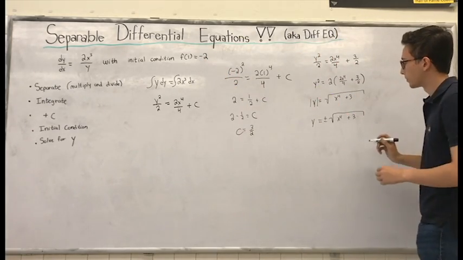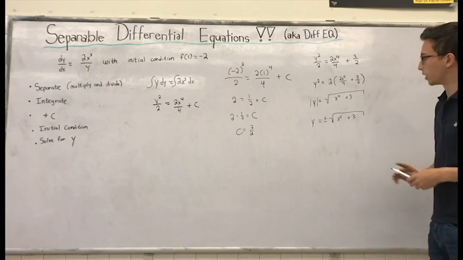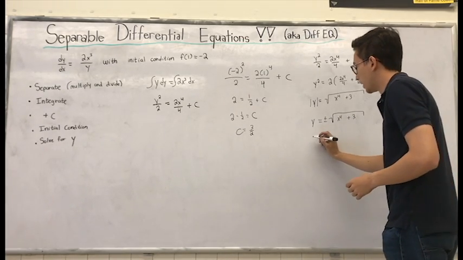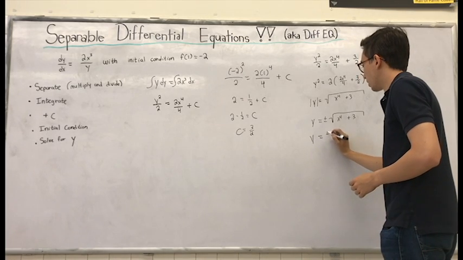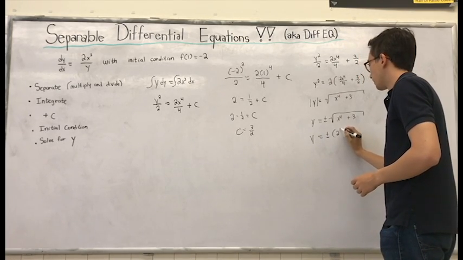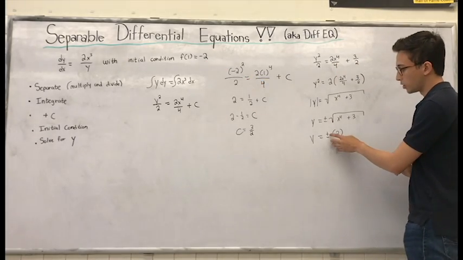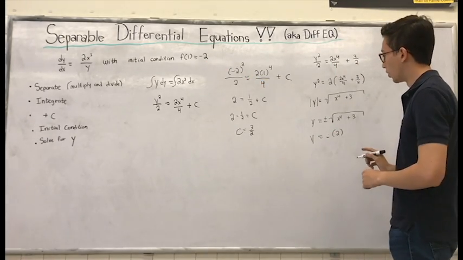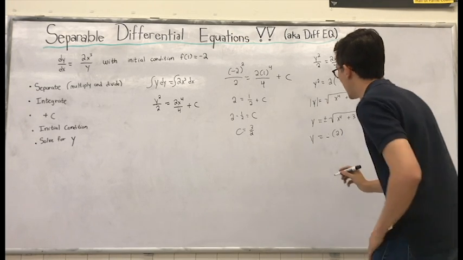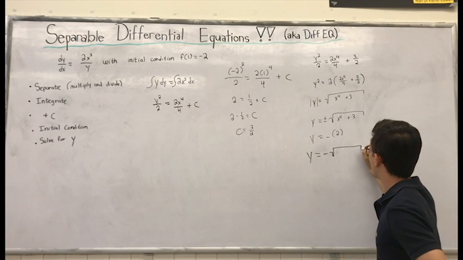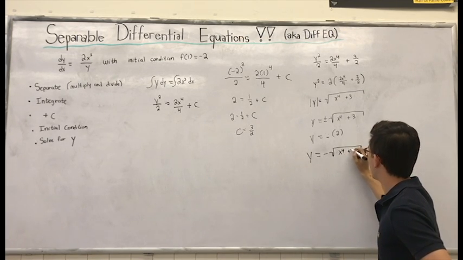If we were to plug in f of 1, we get that 1 to the 4th, which is 1, 1 plus 3 is 4. And so the square root of 4 is going to be 2. So we get that y is equal to plus or minus the quantity 2. But we see in the initial condition that we want negative 2. And so therefore we're going to eliminate the positive value. And so what we have essentially proven is that y is really equal to the negative square root of x to the 4th plus 3.